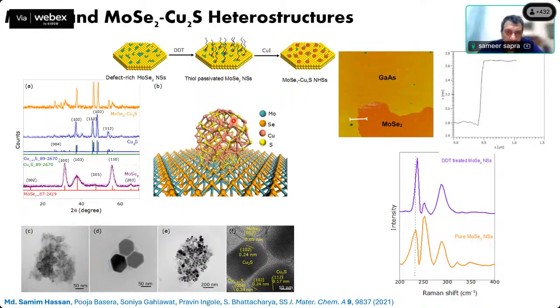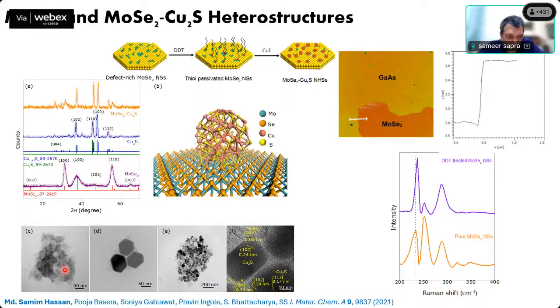So this is the kind of thing. You have dodecanethiol and now you throw in cuprous iodide on top of this. The copper has a very good affinity for the chalcogens, so immediately it forms cuprous sulfide islands on top of this. This is attested by all the XRD.